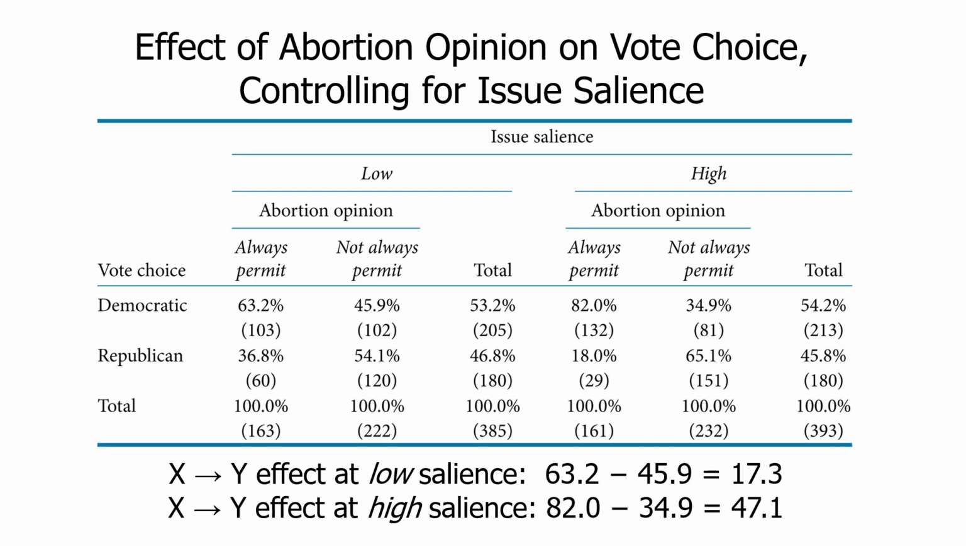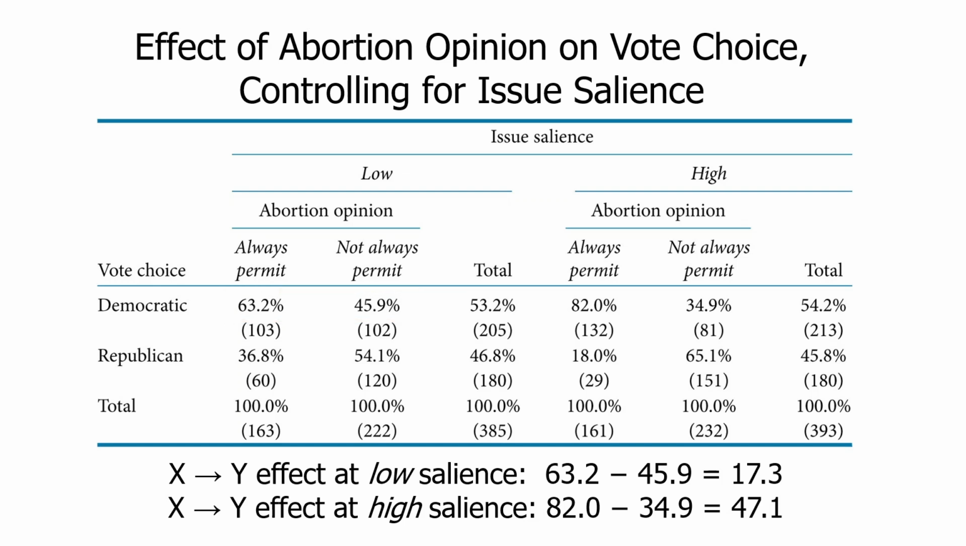So for the low salience comparison, we're comparing this number among those who found the abortion issue of less salience, but who also believe abortion should always be permitted. 63.2% voted Democratic. And then, quite naturally, as we move to those who did not hold that position, who don't think abortion should always be permitted, only 45.9% voted Democratic. So something's going on there. If you do the subtraction, we're looking at about a 17 percentage point decline in Democratic vote as you move across values of the independent variable at low salience.